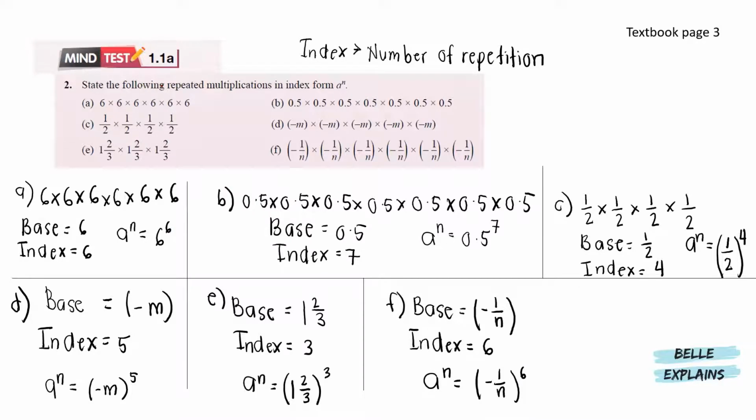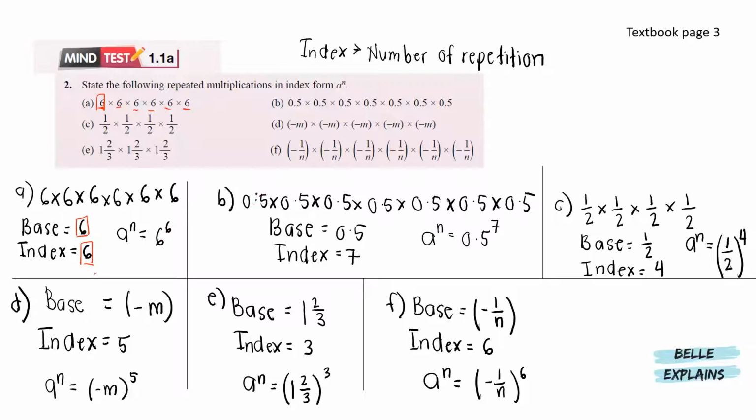Next, state the following repeated multiplications in index form a to the power of n. So as we know, index is the number of repetition. So here we have a multiplication of 6. So let's count the number of repetition. Here we have 1, 2, 3, 4, 5, 6, which means the index is 6. And the base will be the number here. So we have base 6 and index 6. So a to the power of n will give us 6 to the power of 6.